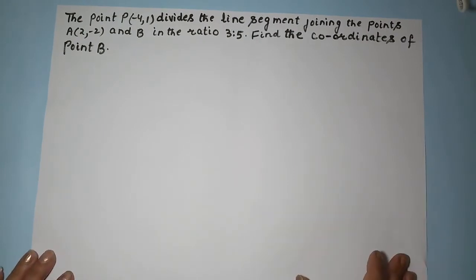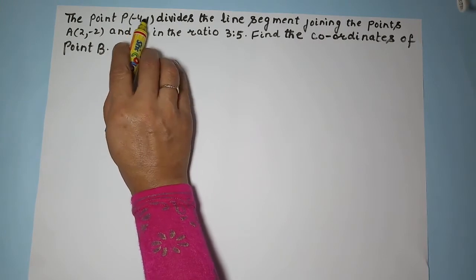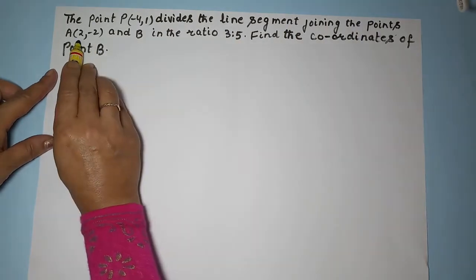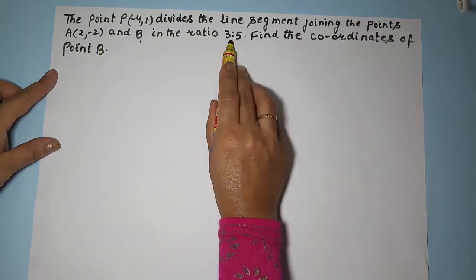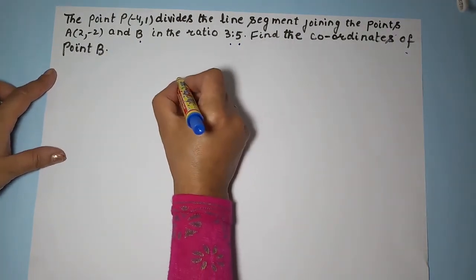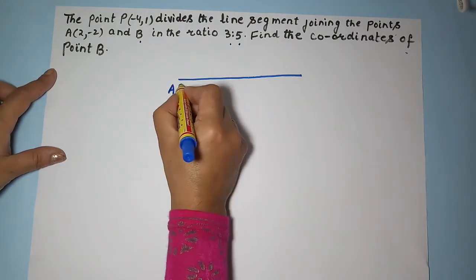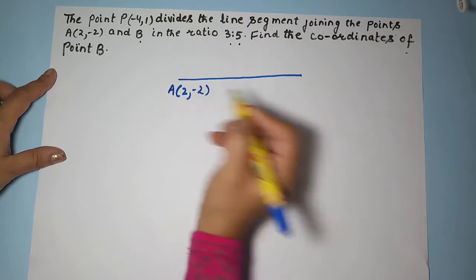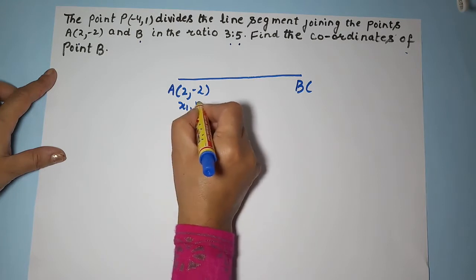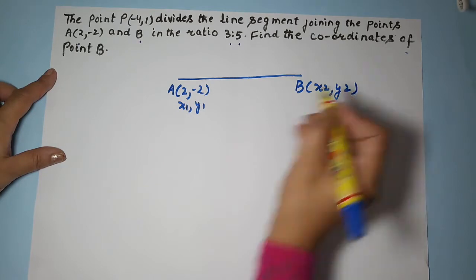Another sum. He's saying that the point P, whose coordinates are (-4, 1), divides the line segment joining the points A and B in the ratio 3:5. Find the coordinates of point B. Almost a similar sum, but this time, okay, let me write first and then I'll explain. A is (2, -2). Point B is not given, so this is my x1, y1. This will be my x2, y2. Always we have to remember it in that format.